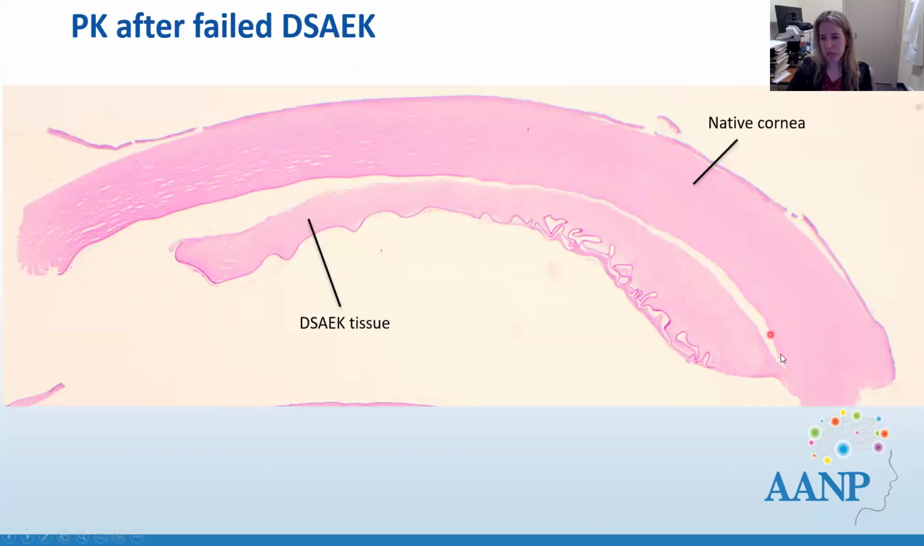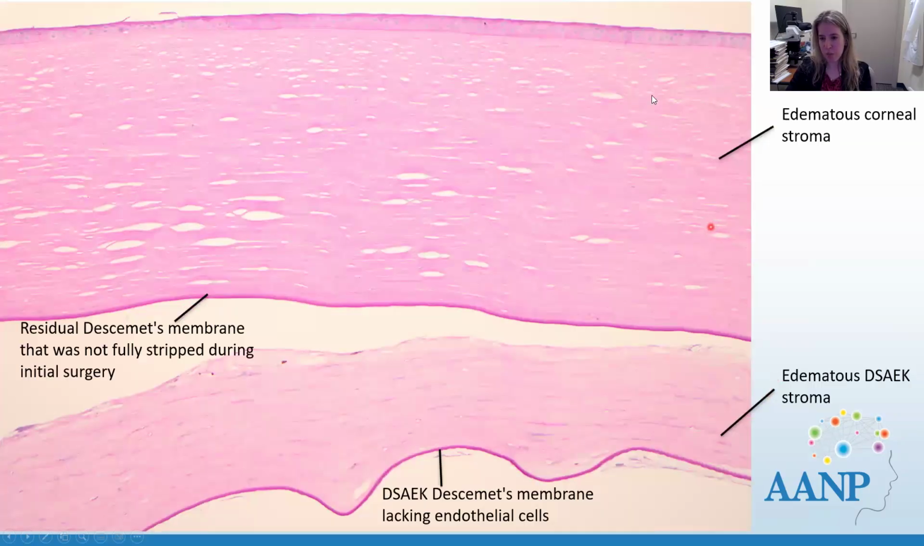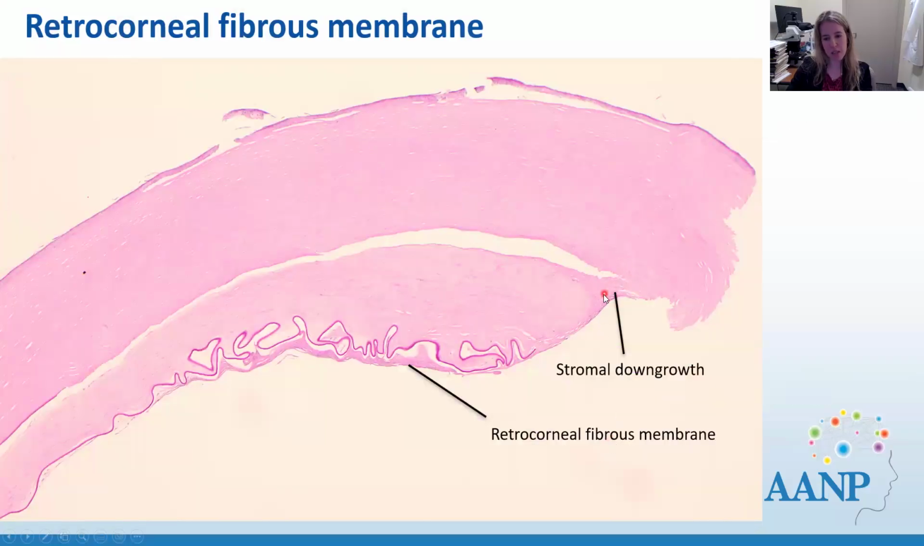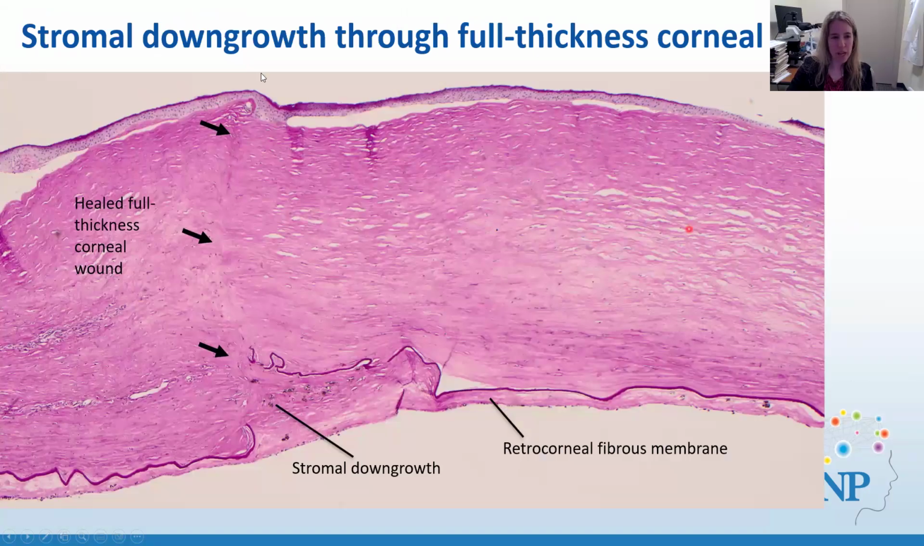Just another failed DSEK. Here you can see both the edematous corneal stroma and the DSEK graft. And then you can see at the edge there's some stromal downgrowth that's growing onto the posterior surface of the cornea. Stroma can grow down through full thickness corneal wounds. So even if you have an eye trauma that was repaired, you can see that here's the scar, and if it's not repaired just perfectly, and that's very hard to do, stroma can grow down. It can coat the posterior aspect of the cornea and can result in edema and failure.